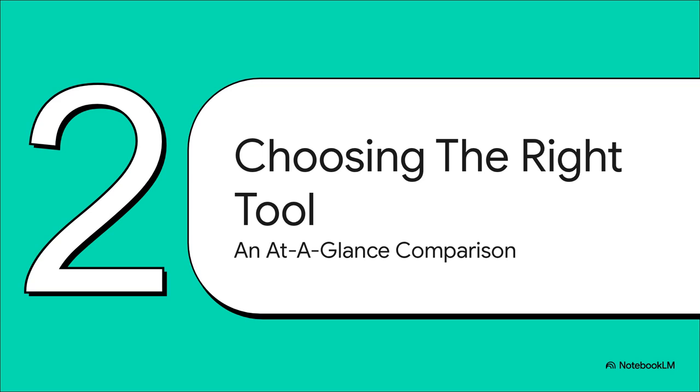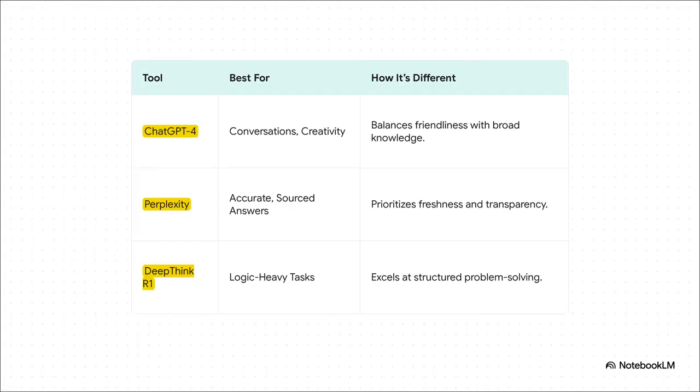So there you have it. The conversationalist, the librarian, and the problem solver. Let's put them all side by side and see how they stack up. You know, seeing it laid out like this really makes that right tool for the right job idea just click. It's so simple. I mean, you wouldn't use a sledgehammer to put in a tiny screw, right? It's the exact same idea here. You grab ChatGPT for creative chats, you go to Perplexity when you need facts with sources, and you fire up DeepThink for some serious, structured logic.